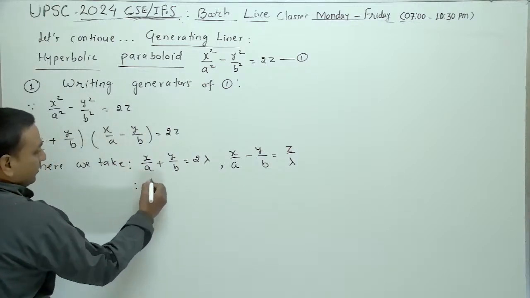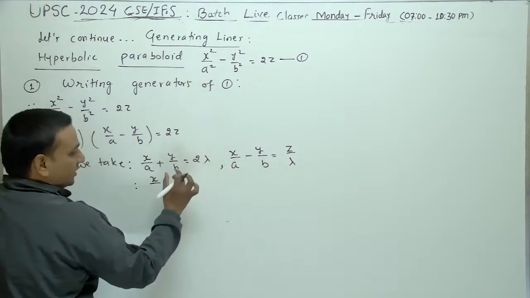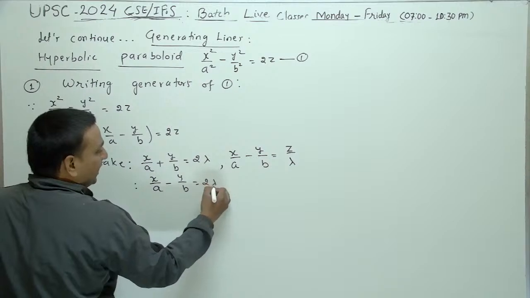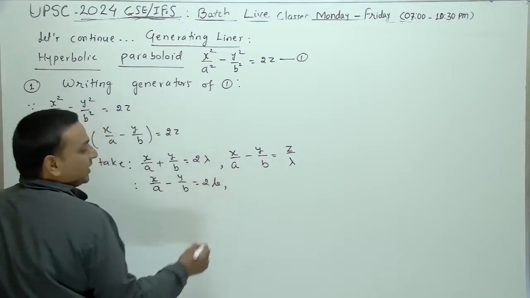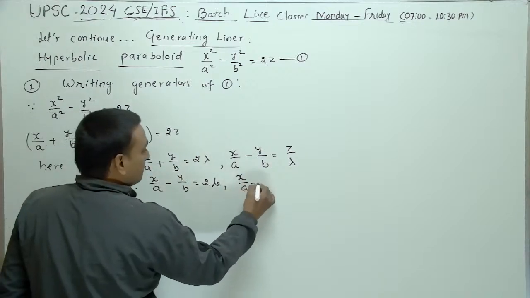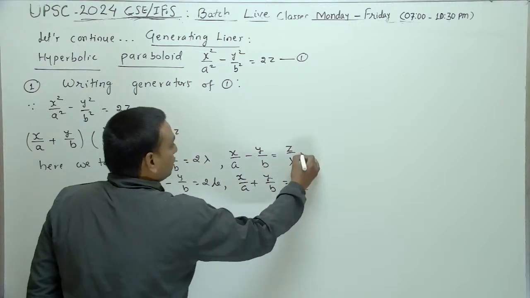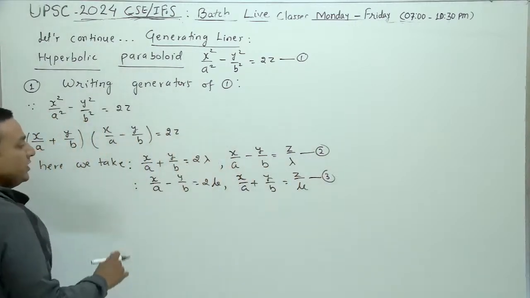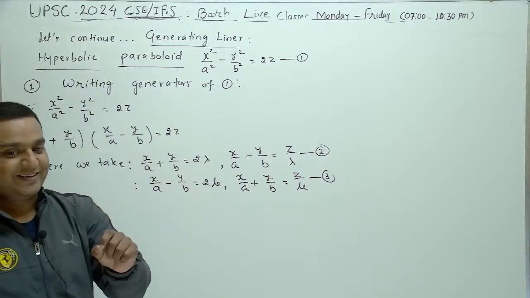The other system we can write, I already told you in the previous lecture, this LHS we will take here now. We will keep the RHS the same. We will take the other parameter as mu. We will take this LHS here and the RHS remains the same. So this is the lambda system of generators. This is the mu system of generators, right?